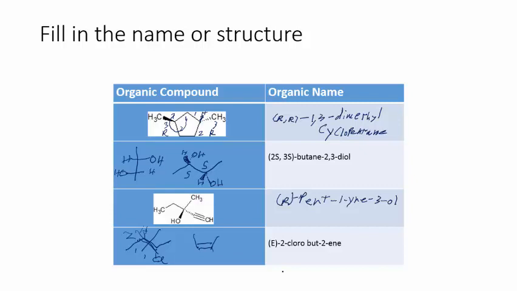And we do Cl like that. So now I have 1, 2 and 1, 2, with the hydrogen here, that gives you E. Okay, that's the naming. If you can do this, you can do the ones on the exam.